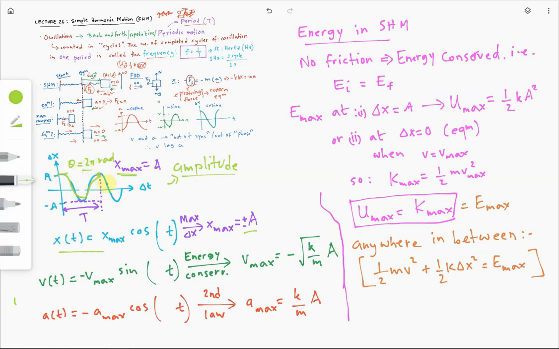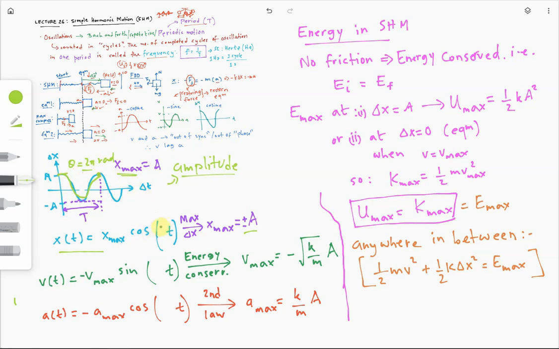After 2 pi radians, the curve basically repeats its shape. It's the similar thing for sine as well. And we know that for repetition of the curve, the number of cycles produced in one time period is what we call the frequency.